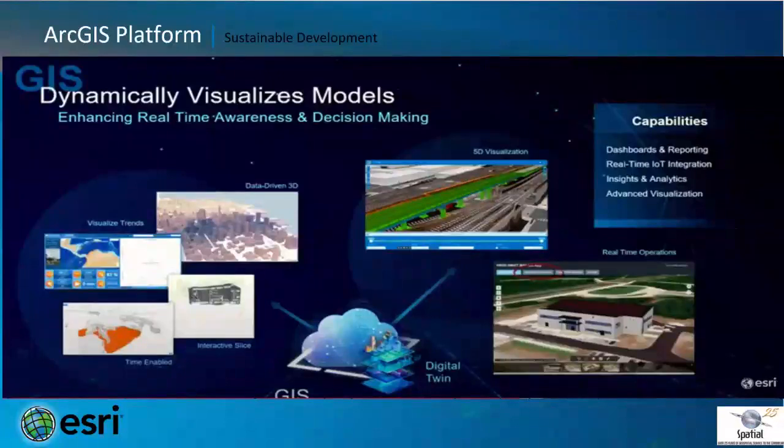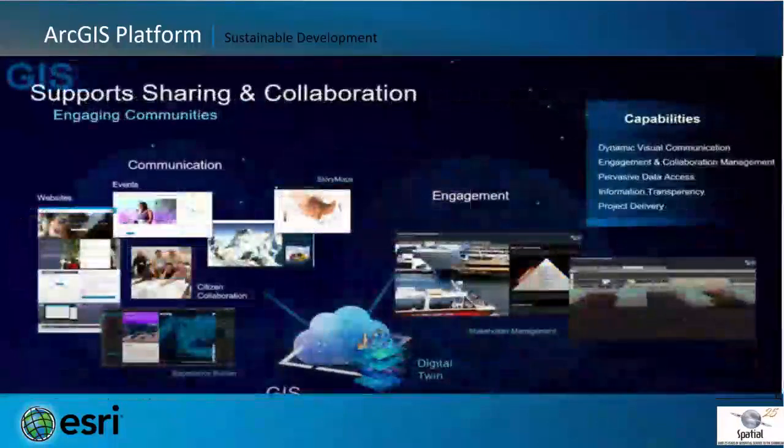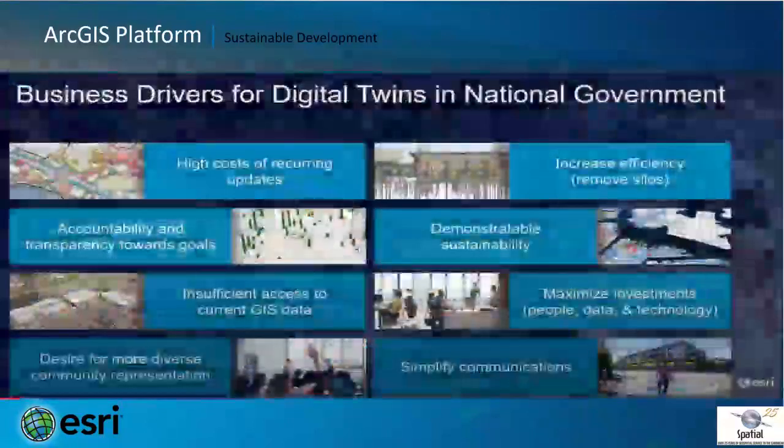GIS creates capabilities such as dashboards and reporting, real-time IoT integration, insights and analytics, and advanced visualization. Then we have GIS providing insights for future outcomes by transforming digital workflow. This is done through classification, machine learning, AI modeling, and predictive modeling. And finally, sharing and collaboration through GIS and engaging the community. This enables better communication and engagement through website, events, and citizen collaboration.